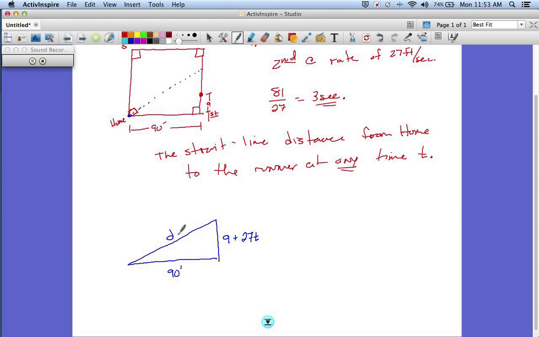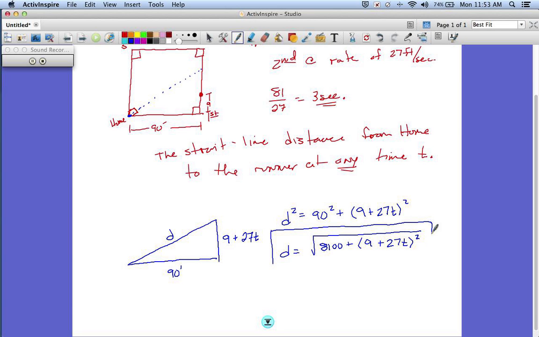Which means if I want to solve for d, I can do the Pythagorean theorem and say 90 squared plus the quantity 9 plus 27t squared is equal to distance squared. Distance would then be the square root of 8100 plus the quantity 9 plus 27t squared. And that is my distance in terms of time. So we can find at any time t where this runner is located.